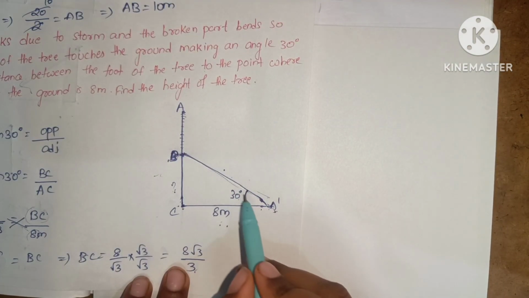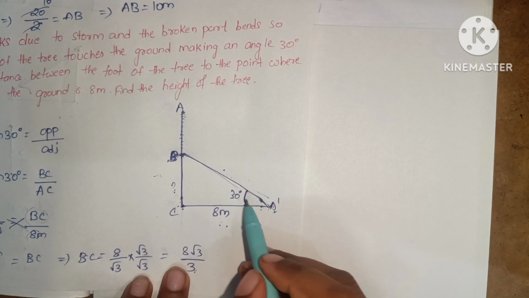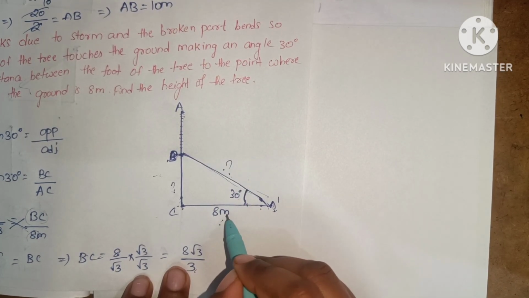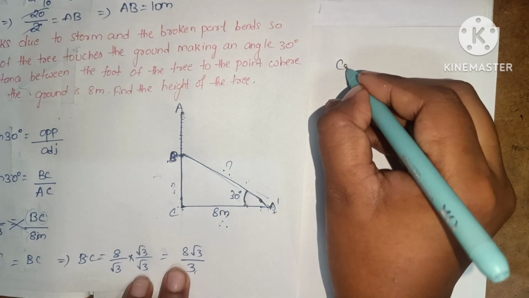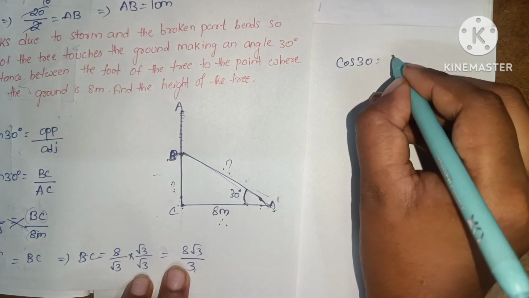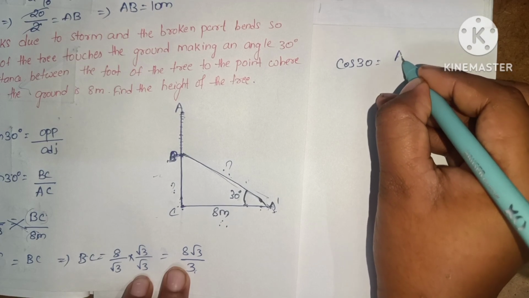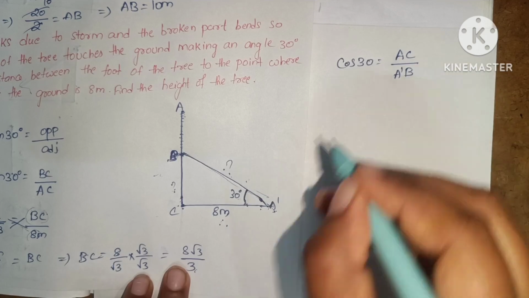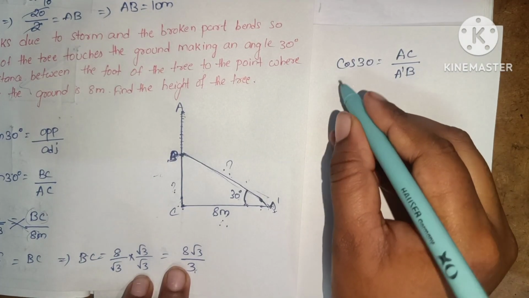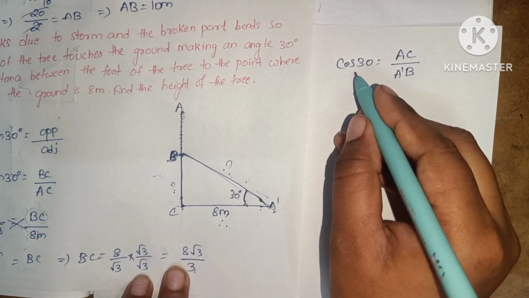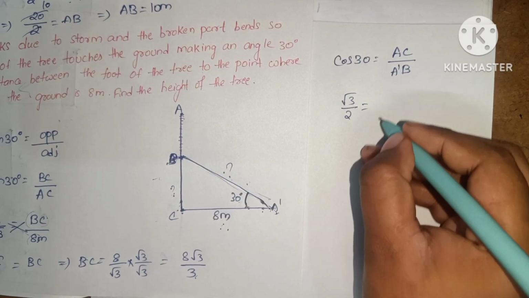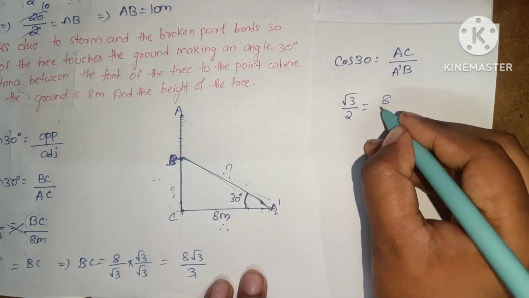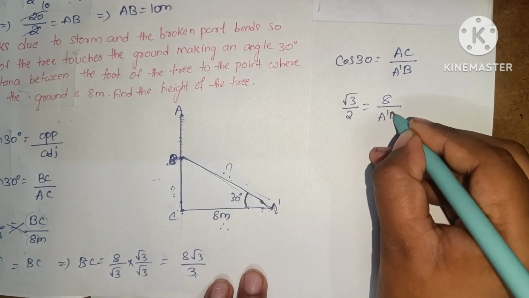The other half of the tree is nothing but the hypotenuse. If you want the hypotenuse, you have the adjacent side at one angle. That means adjacent by hypotenuse is cos 30, equal to adjacent, which is AC, by hypotenuse, which is A dash B. What is the value of cos 30 here? Root 3 by 2, equal to AC, which is 8 meters, by A dash B.